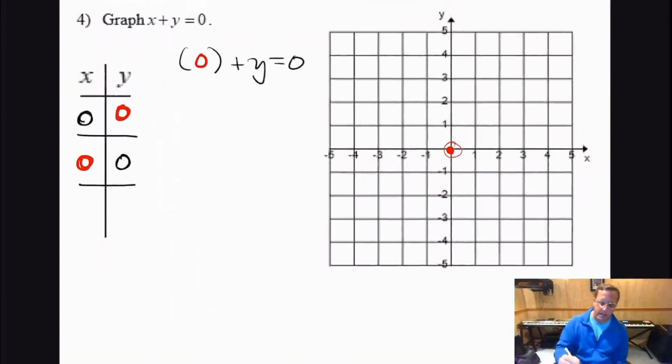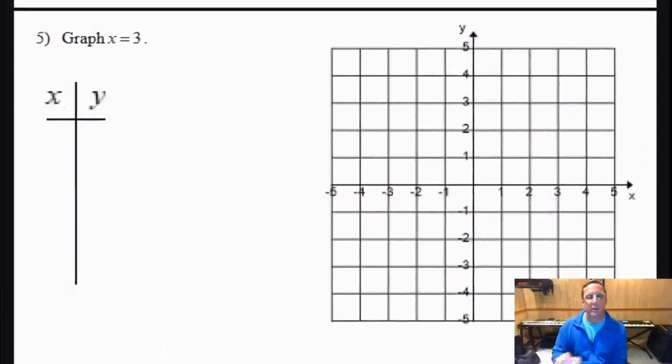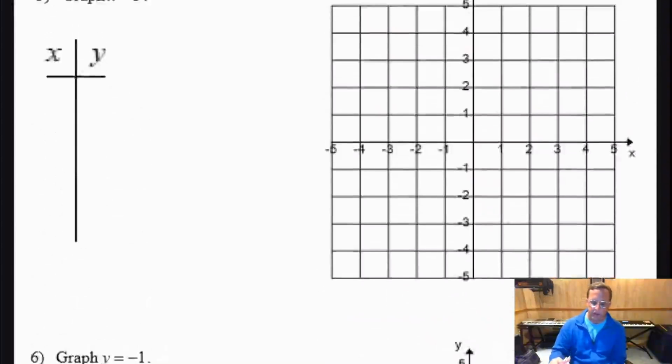So let's make a couple. Let's say we do negative 1. So we've got negative 1 plus y equals 0. And then I'm going to add 1 to both sides. And what's that give us? That gives us y equals 1. So you got negative 1, 1, which is right there. And there's your line. Goes like that.